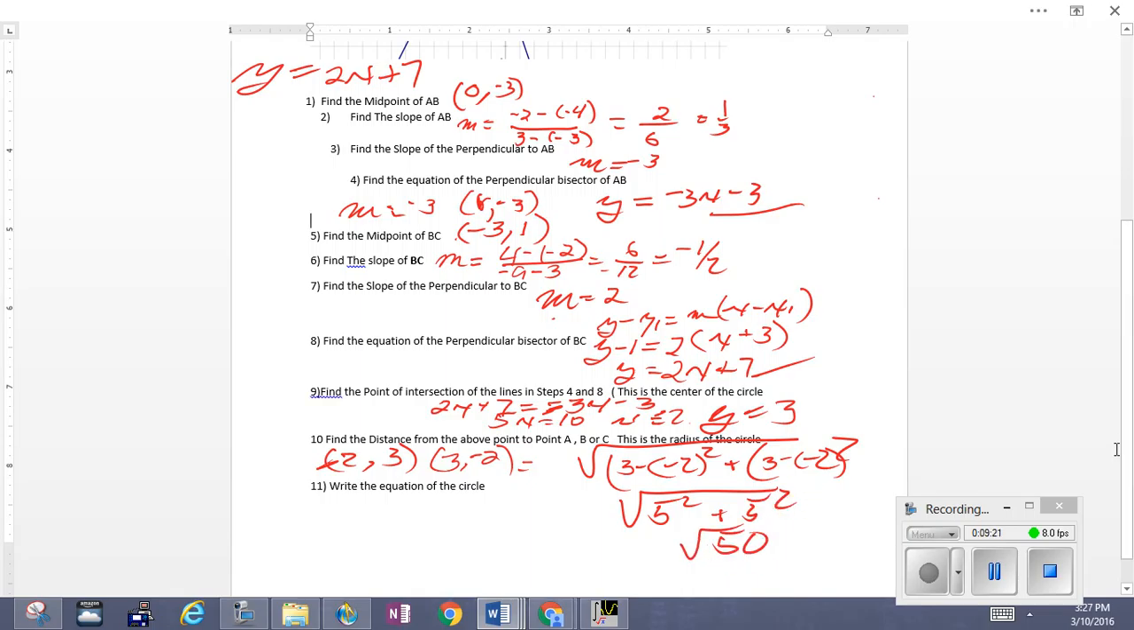Okay, and I bet you that square root of 50 is that value that they report up there at 7 point something. So now I have everything I need. The equation of the circle, x minus h squared, where the h value is negative 2, so it's x plus 2 squared plus y minus 3 squared is equal to 50. And that is it.